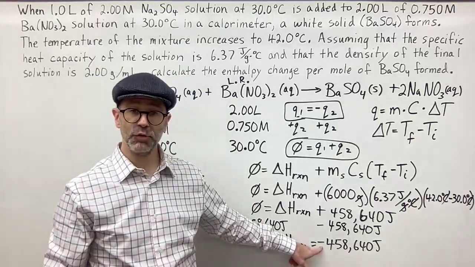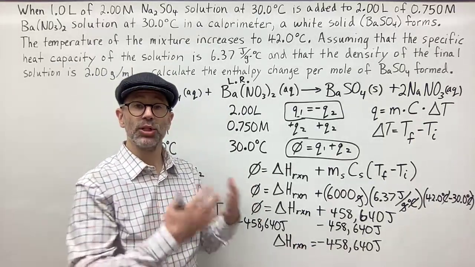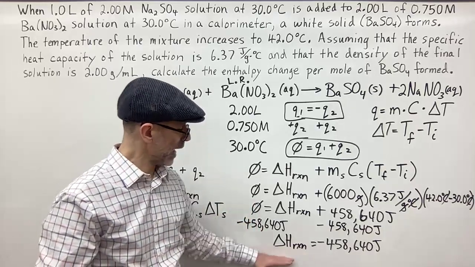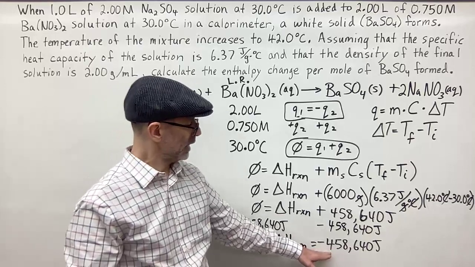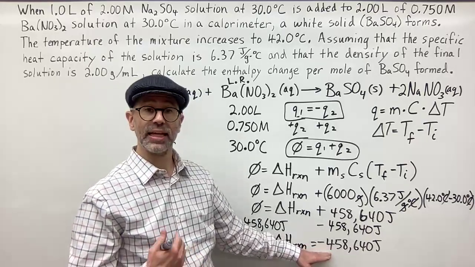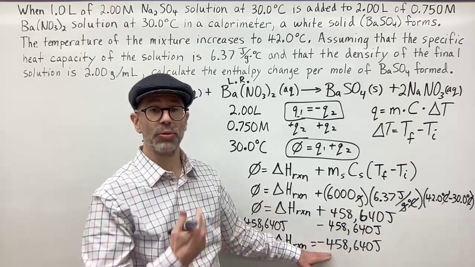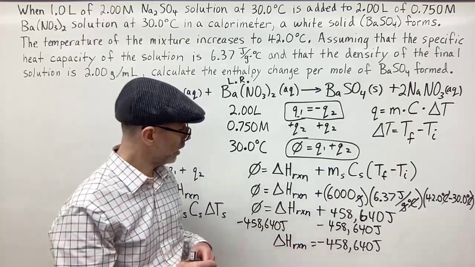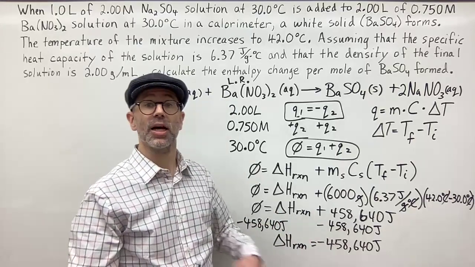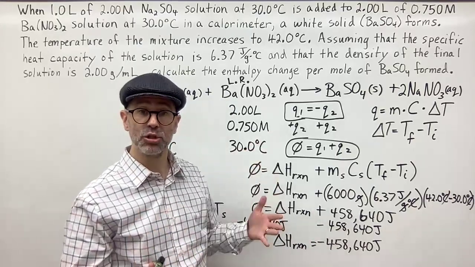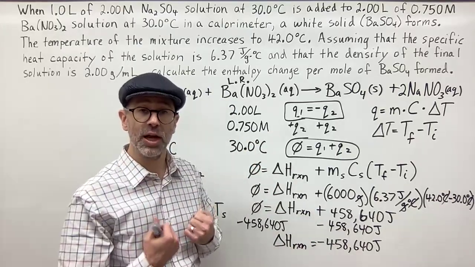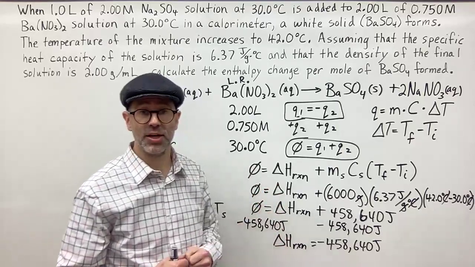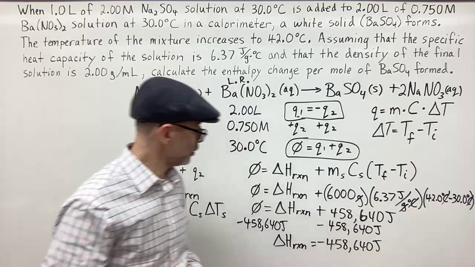A couple of things I want to mention here about this. One, it's negative, which means that heat was released from the reaction. So delta H of the reaction, the enthalpy of the reaction, is negative, and that means that heat was evolved or released, and so this is an exothermic reaction. This is what we would have expected because the temperature increased in the solution. The solution absorbed energy. Where did that energy come from? It came from the reaction. The reaction lost the energy.